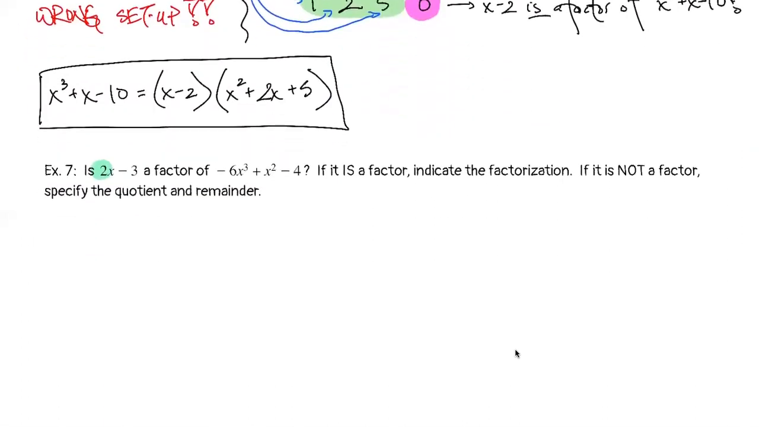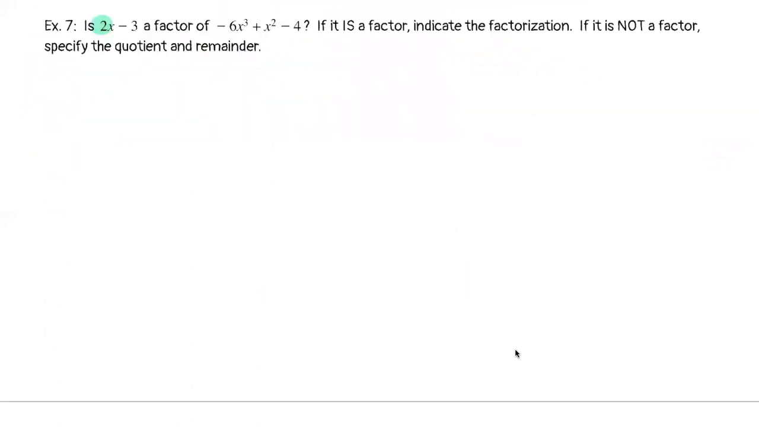All right, let's take a look at one last example here. Is 2x minus 3 a factor of negative 6x cubed plus x squared minus 4? If it is a factor, indicate the factorization. If it is not a factor, specify the quotient and remainder.